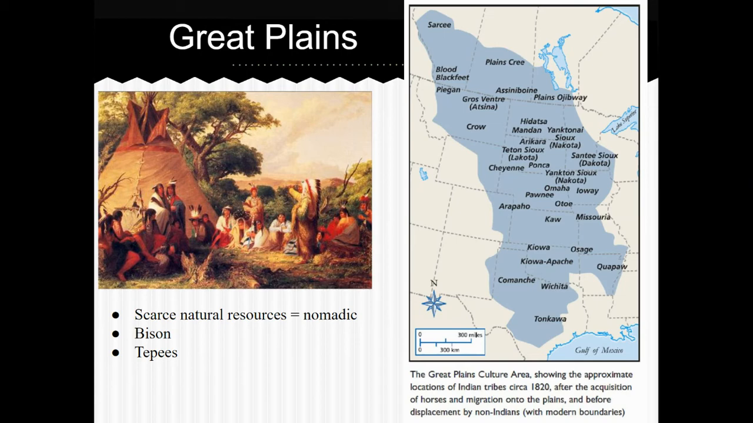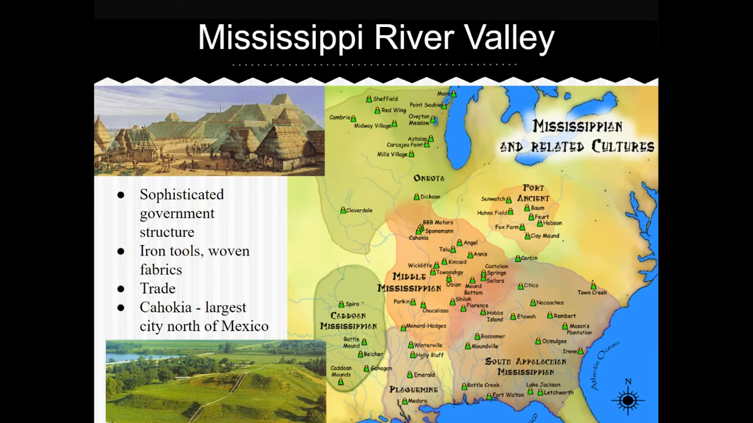And that is the main thing to know about the Great Plains region. Moving on to the Mississippi River Valley, you can see down here the Mississippian cultures. This area can get very hot and humid. It is good for growing things. So they did have permanent structures.